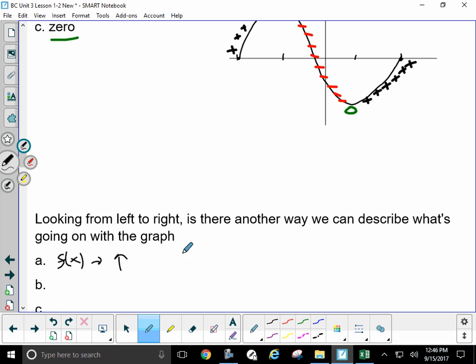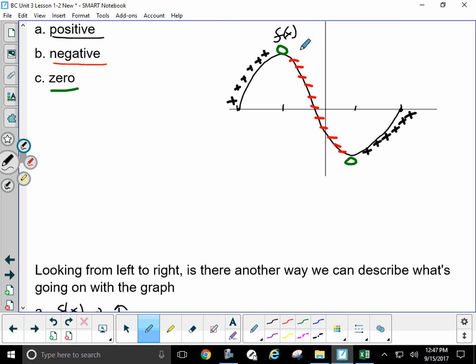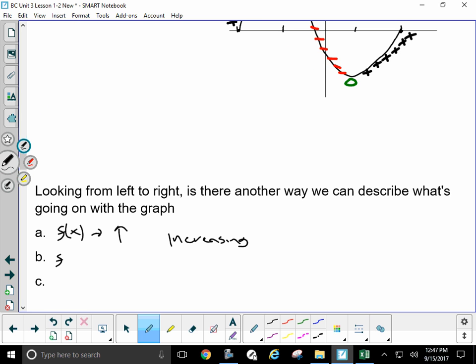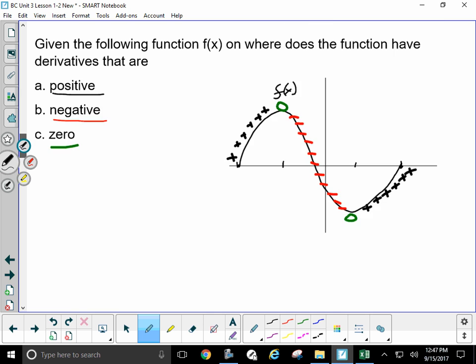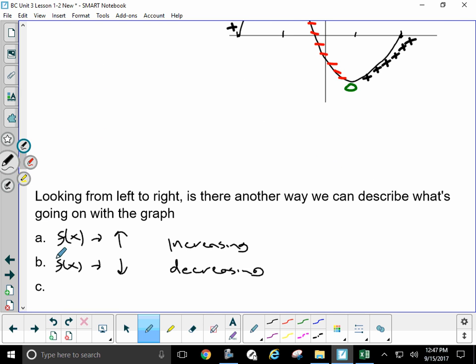We'll call this increasing. When the derivatives are negative, we are going down from left to right. We'll call that decreasing. And when we have a 0, f of x is not going up nor down. It is constant.